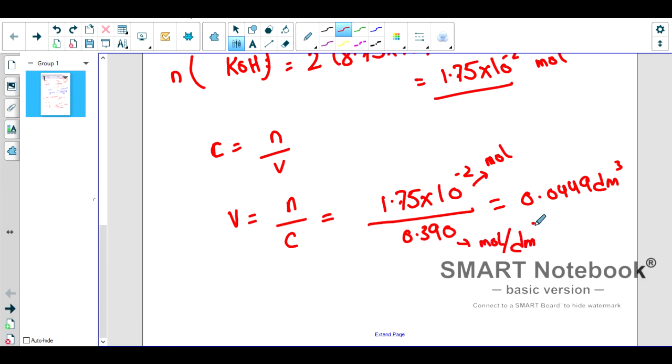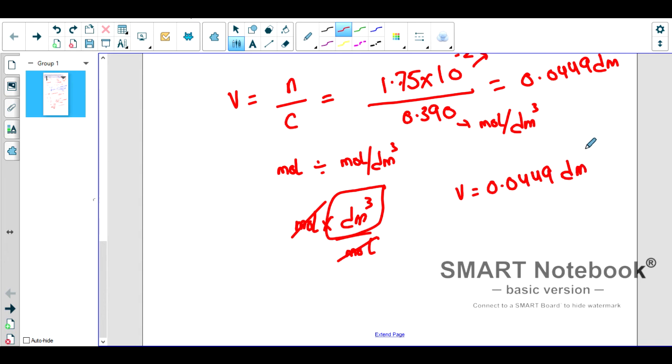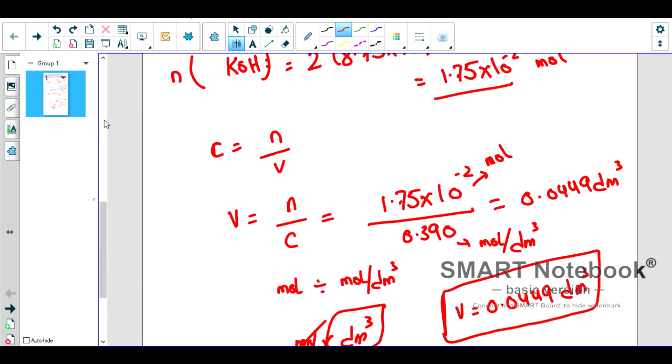Here the unit of this is moles, and the unit of this is mole per dm cube. So when you do the calculation, you have mole divided by mole per dm cube. How will it be? Mole multiplied by dm cube over mole, because division is converted to multiplication and the fraction is flipped, it cancels, so your unit is dm cube. So what's the final answer? We got 0.0449 dm cube.